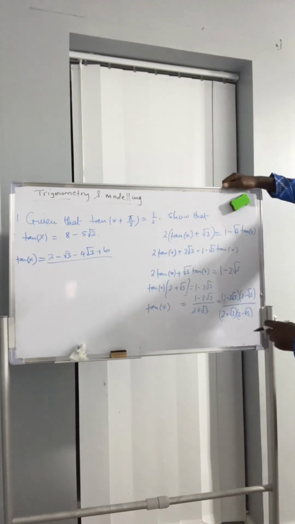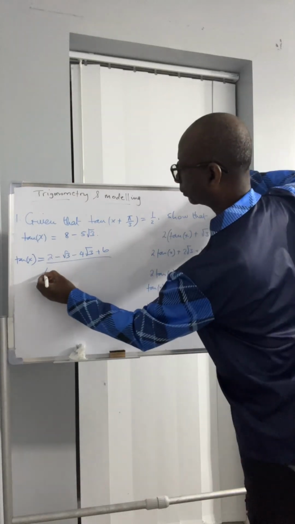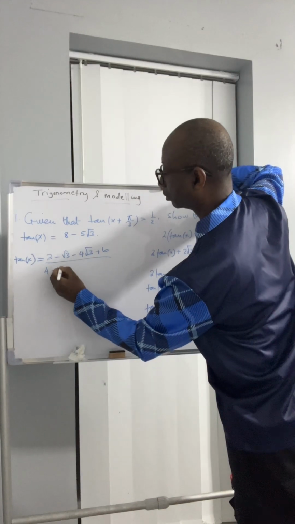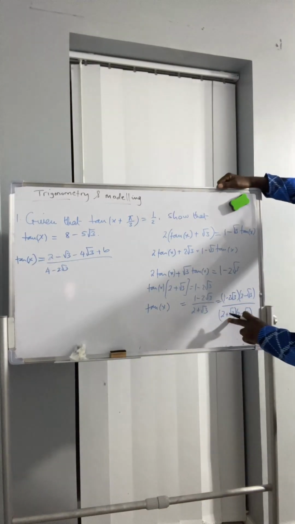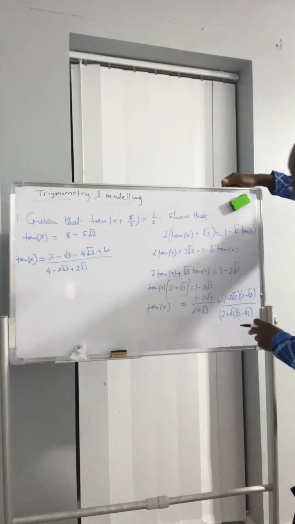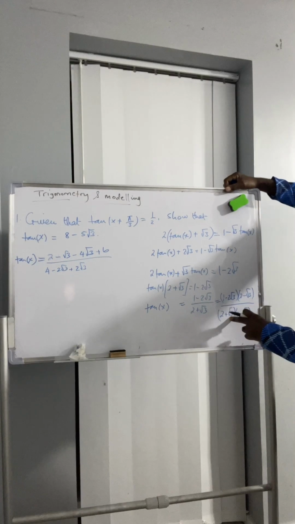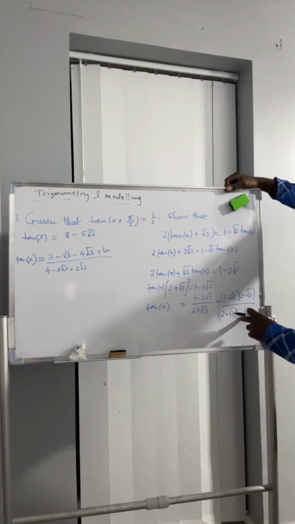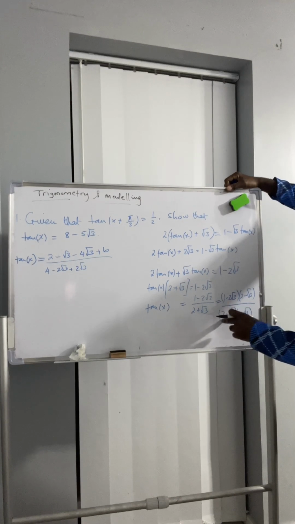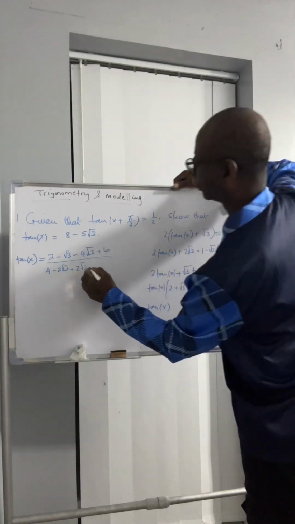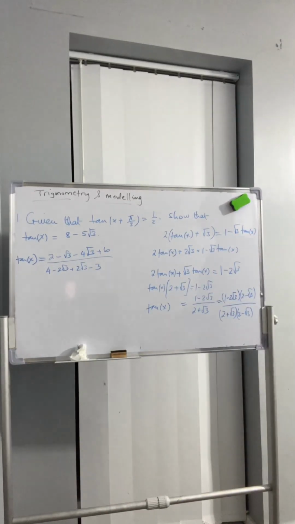At the bottom here, 2 times 2 gives 4. 2 times minus root 3 gives minus 2 root 3. Then plus root 3 times 2 gives plus 2 root 3. Then root 3 times minus root 3 gives minus 3. So this is what you get.